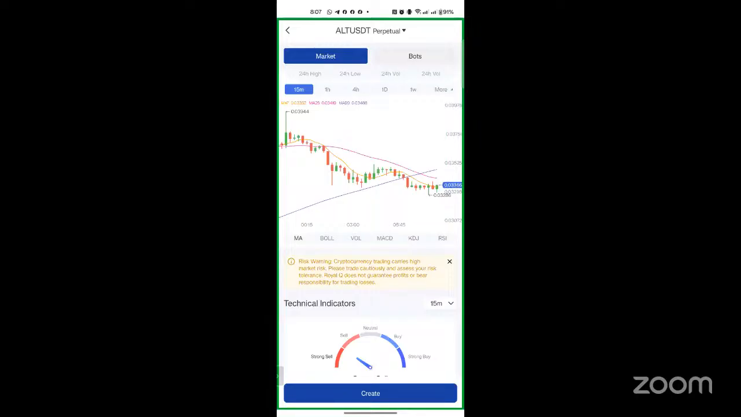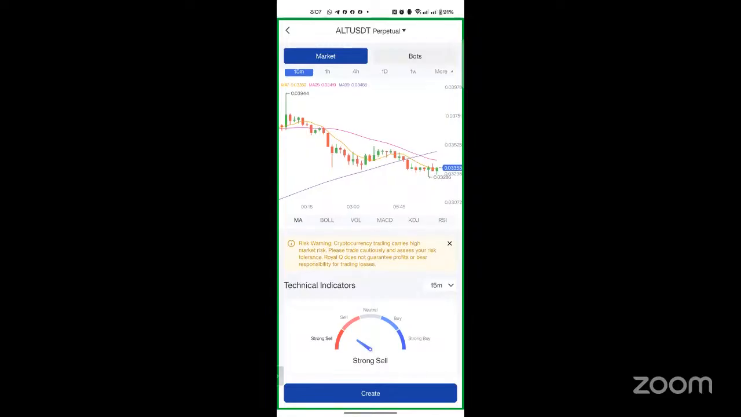Number 2, we have said it the other time that when candles are forming below this 7 moving average, do we expect the coin to rise or do we expect the coin to continue going down? Answers in the chat.